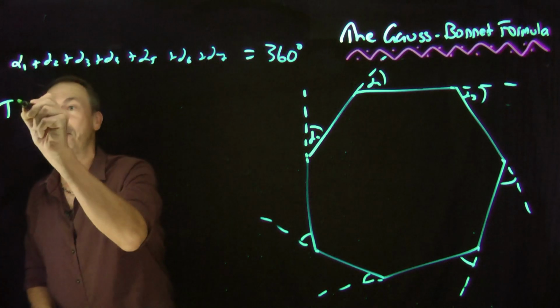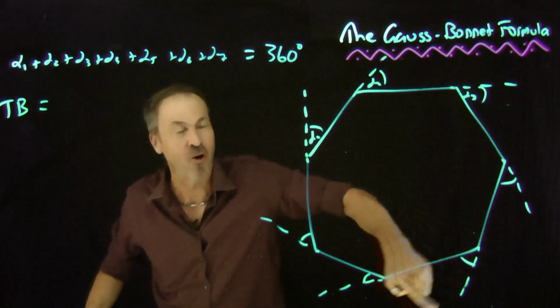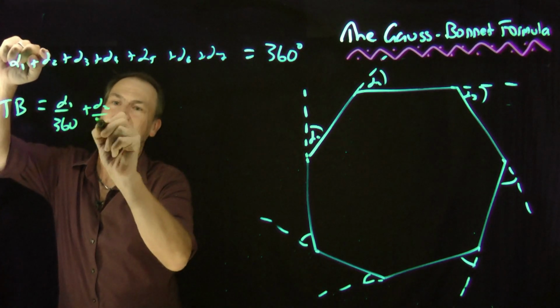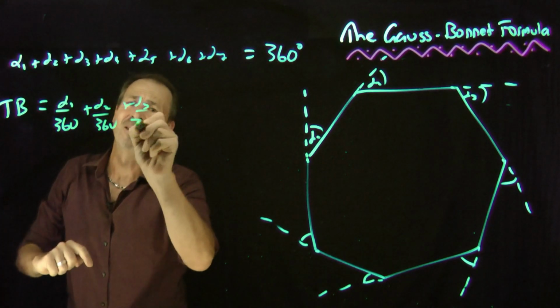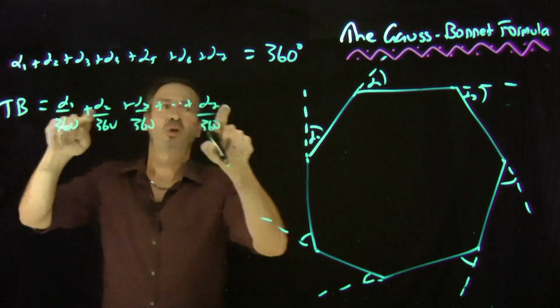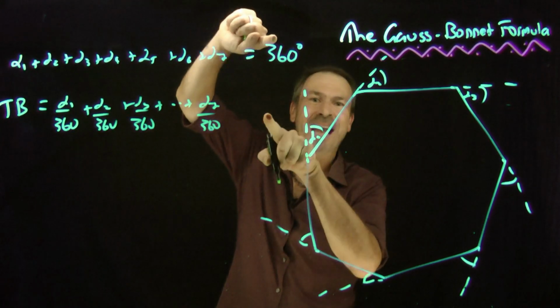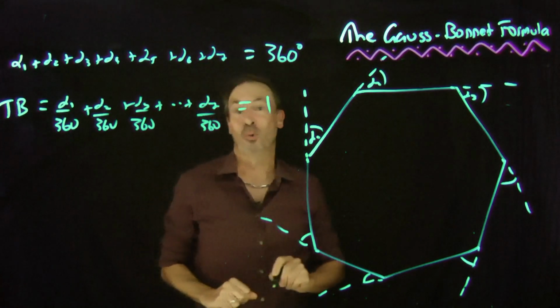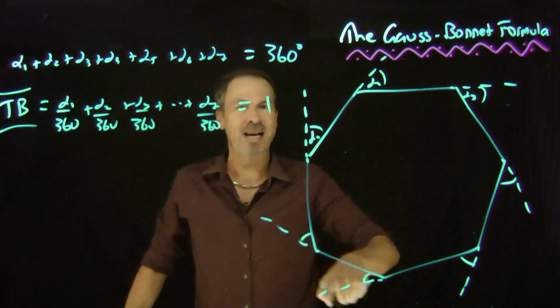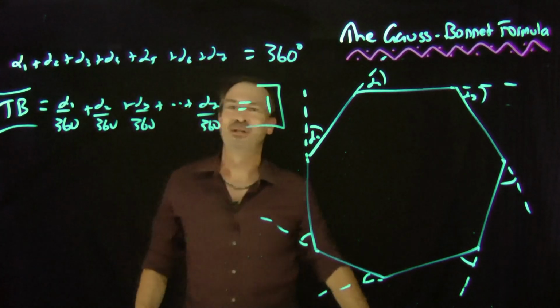So the total bendiness of this polygon right here will be the first angle out of 360 plus the second angle out of 360 plus the third angle out of 360 all the way up to the 7th angle out of 360, which of course adds up to 360 out of 360, which is 1. The total bendiness of this polygon right here is 1 full turn.